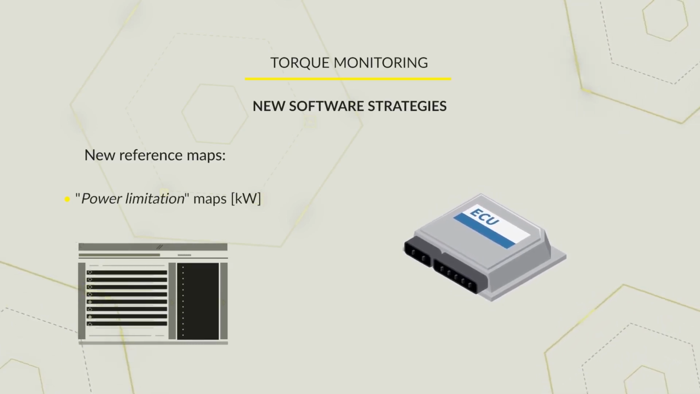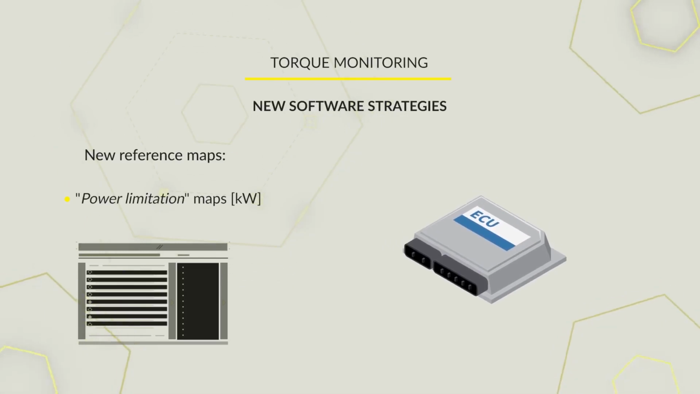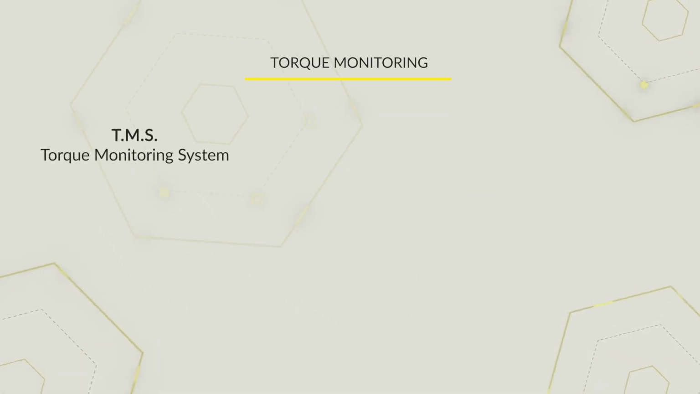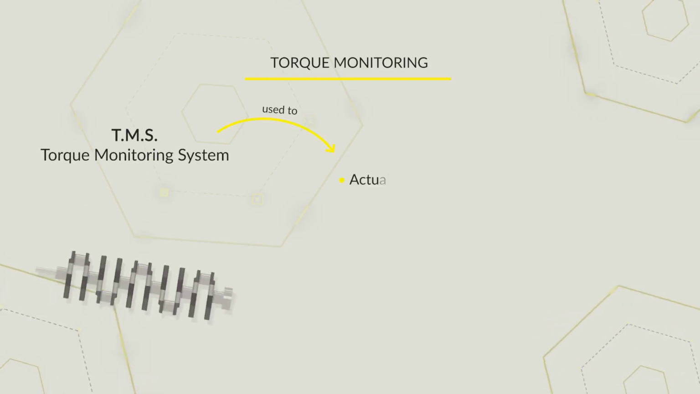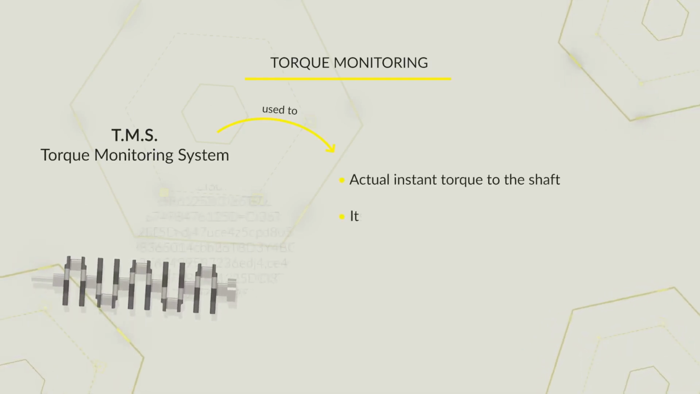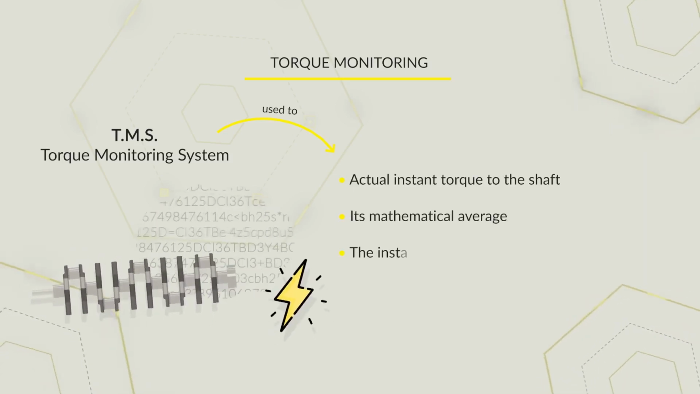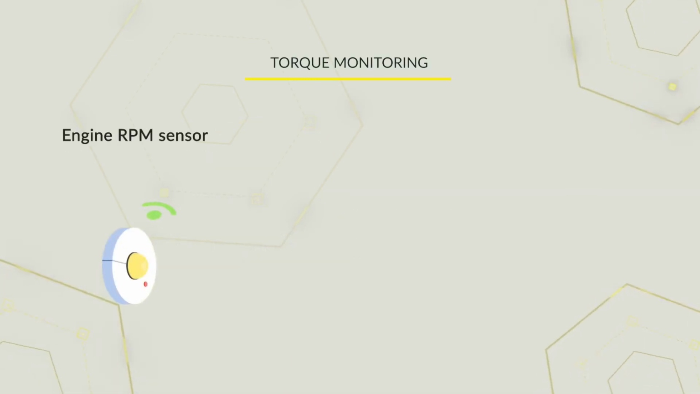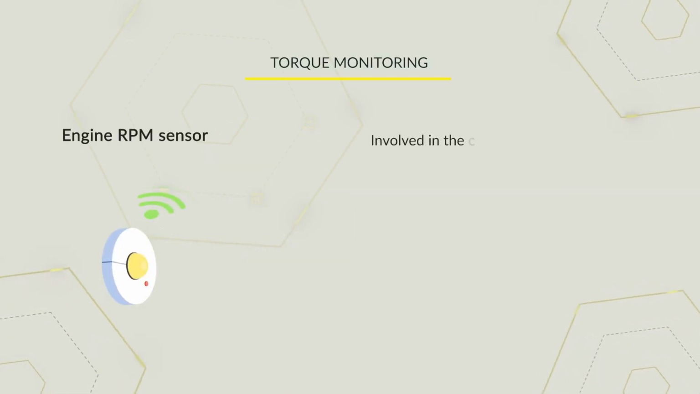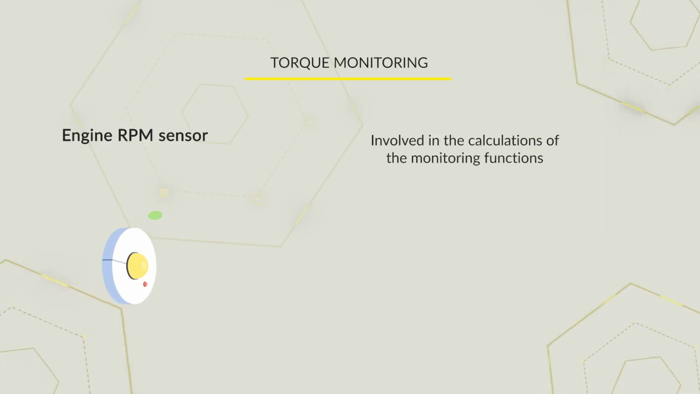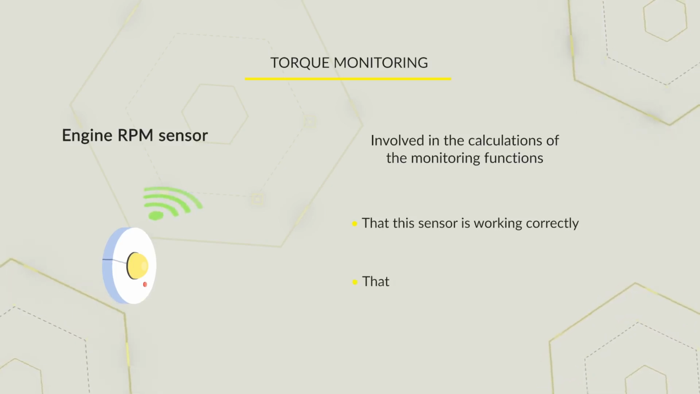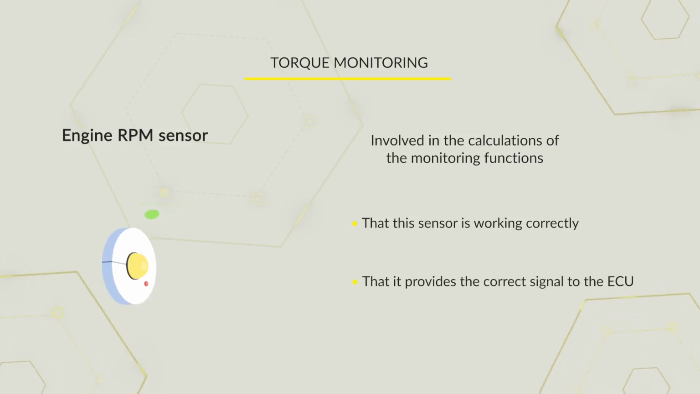We can therefore define torque monitoring as a real, permanent control system, integrated into the operating system of the microcontrollers, and is used to measure actual instant torque to the shaft, its mathematical average, also the instantaneous and average power generated. From this, we understand that the engine RPM sensor is mainly involved in the calculations of the monitoring functions. Therefore, we must always check that this sensor is working correctly and that it provides the correct signal to the engine control unit before performing a remapping.